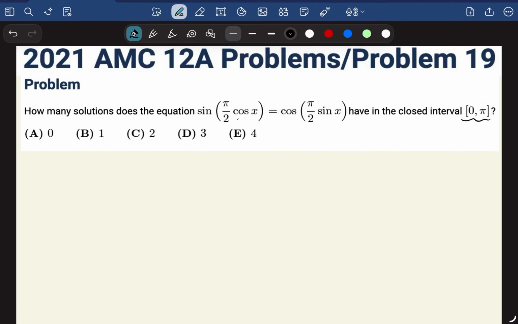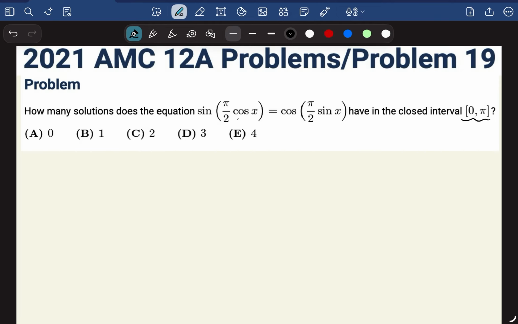How do you solve problem 19 from 2021 spring AMC 12A? It says, how many solutions are there to the equation sine(pi/2 cosine x) equals cosine(pi/2 sine x)? When we see how many solutions, we always want to graph it to see how many intersections there are, right? But how do we graph it?